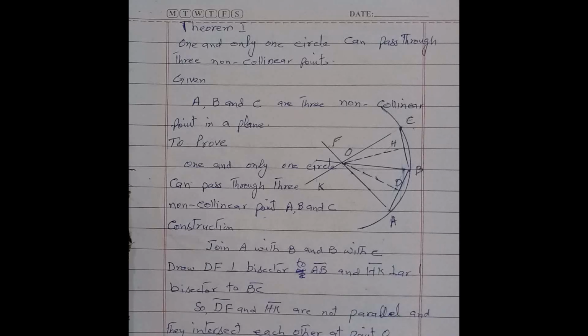First we see what collinear points are. Collinear points are the points on a straight line, but three non-collinear points mean that the points are not in a straight line, and they can pass through only one circle.